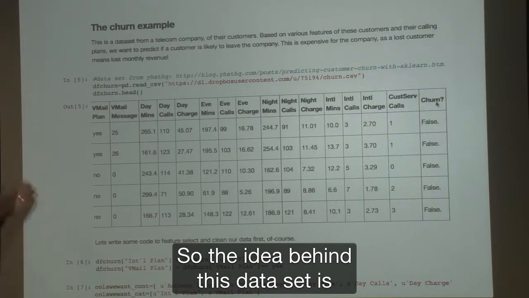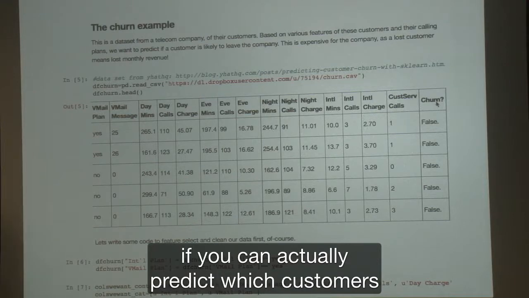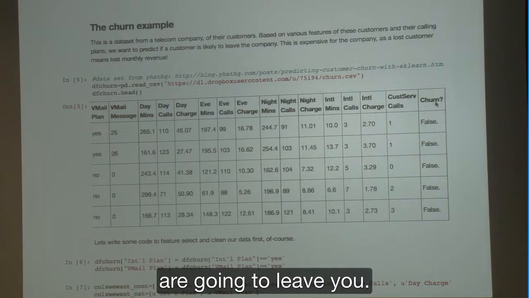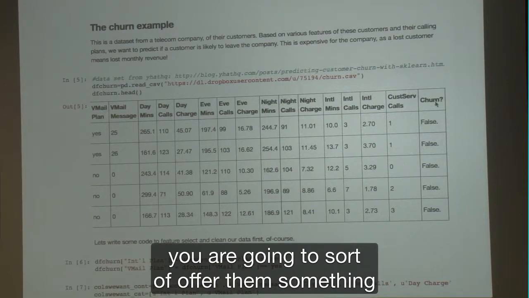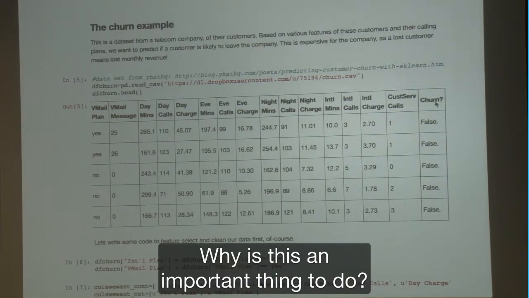So the idea behind this data set is to look at all these features and see if you can actually predict which customers are going to leave you. And based on which customers are going to leave you, you're going to offer them something so that they don't leave you. Why is this an important thing to do?